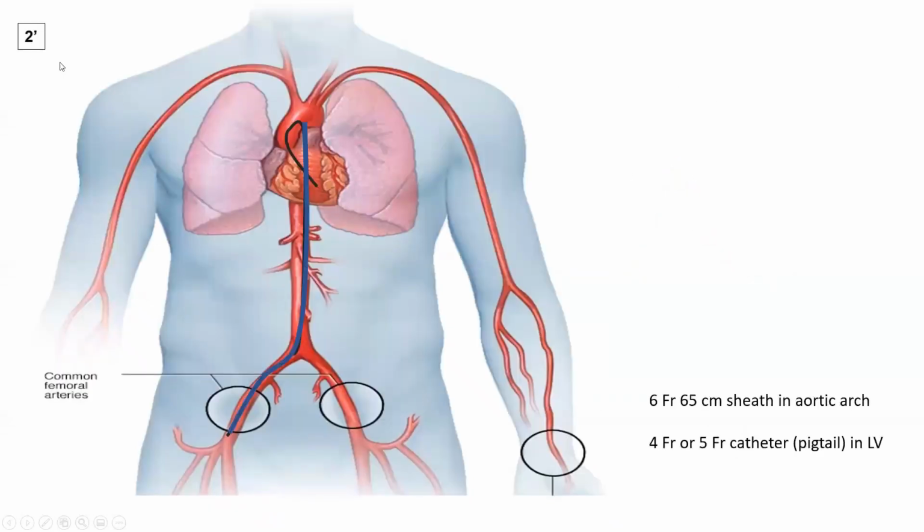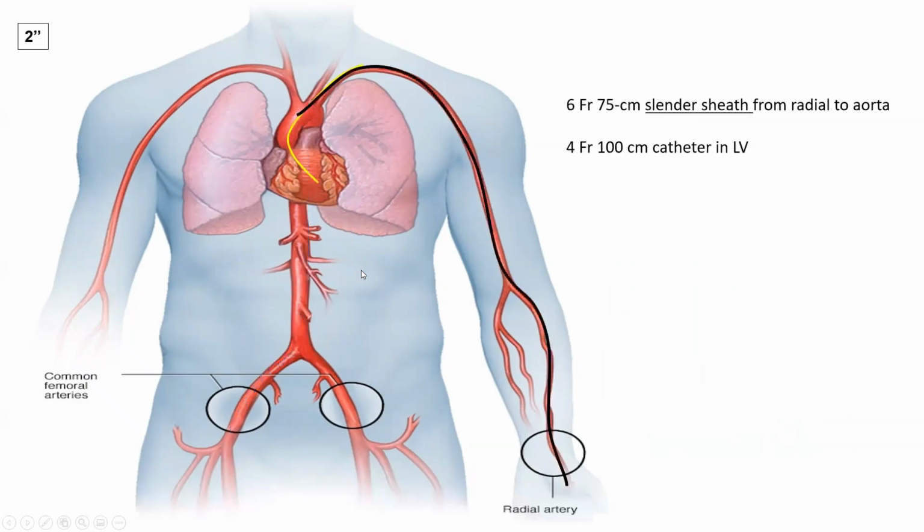So as part of the second technique, the best way is to not use a small femoral sheath, but to put a long sheath, something like a 65 centimeter sheath, 6 French or 7 French, all the way to the descending aorta, and through it put a 4 French catheter into the left ventricle, such as a 4 French pigtail catheter. And this is the most common technique nowadays of doing LV aortic simultaneous measurement.